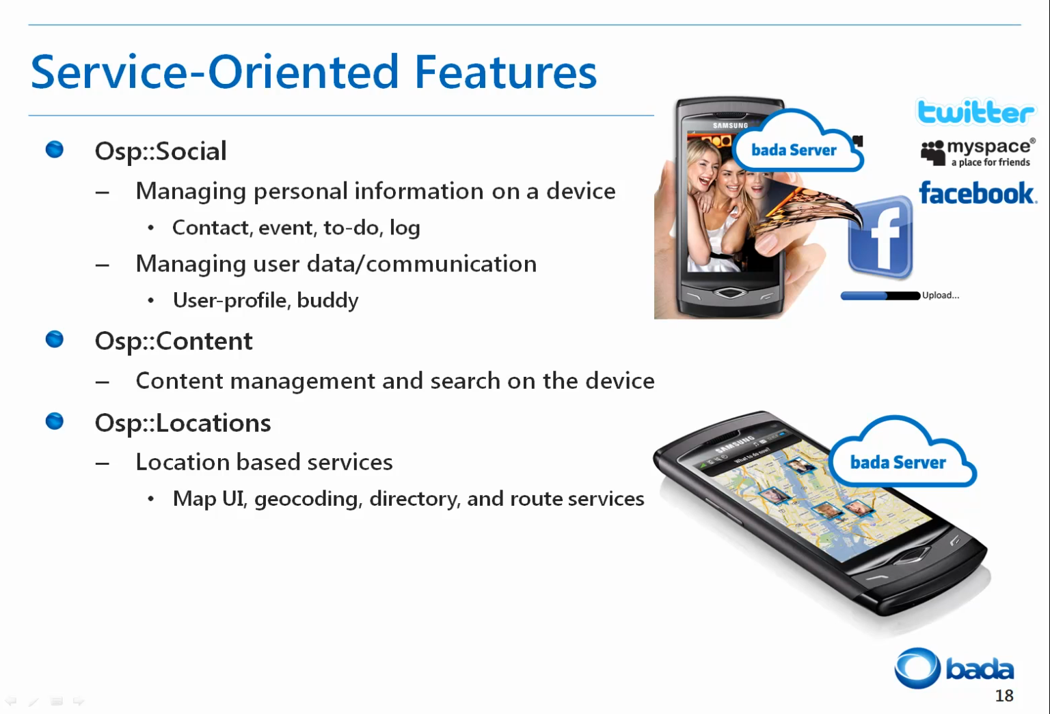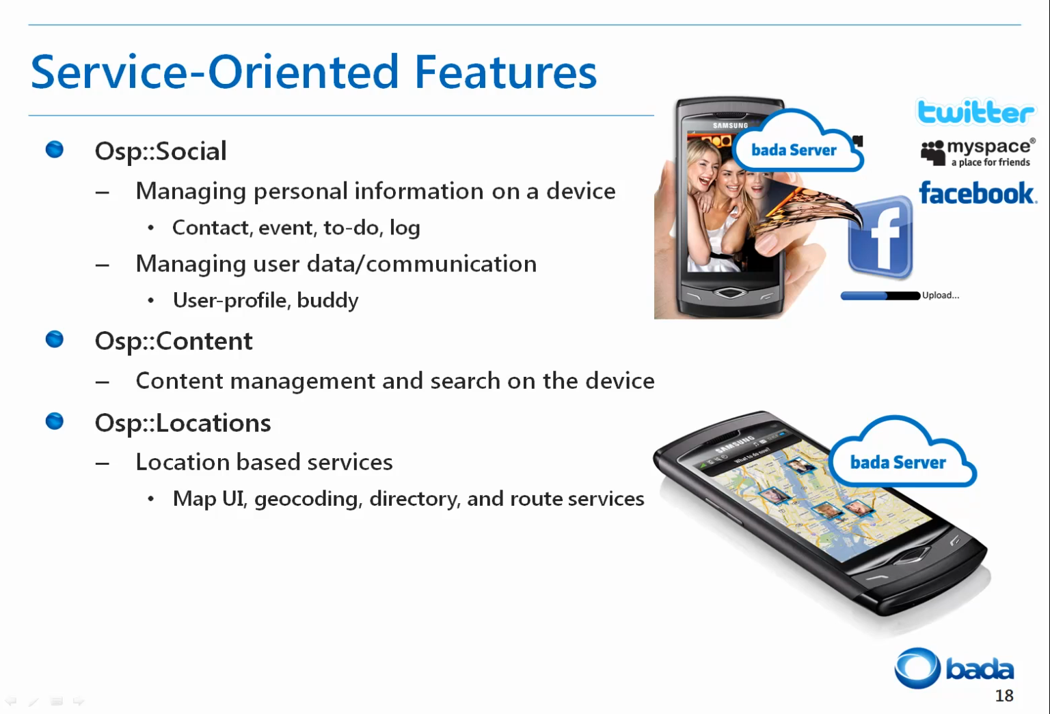Then comes the OSP Content namespace. Content refers to logical representations of various metadata types, such as image, audio, and video. Content data typically consists of content information about the file, such as the metadata, file attributes, and user tags. The main features of the OSP Content namespace include device content management and searching for content on the device, the physical files and content information that are located on the device.